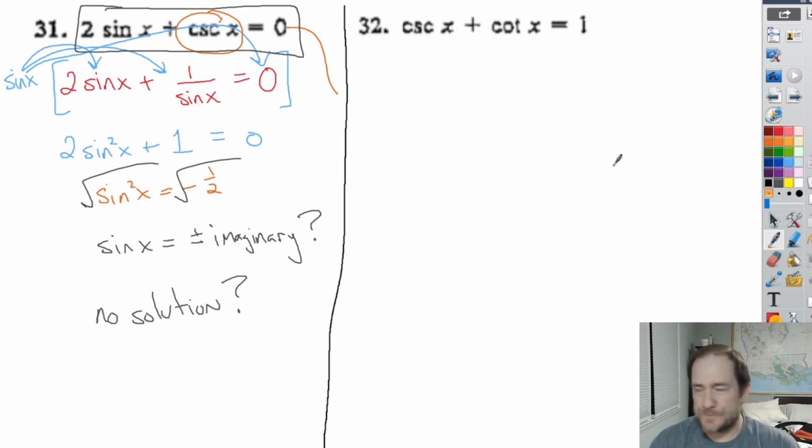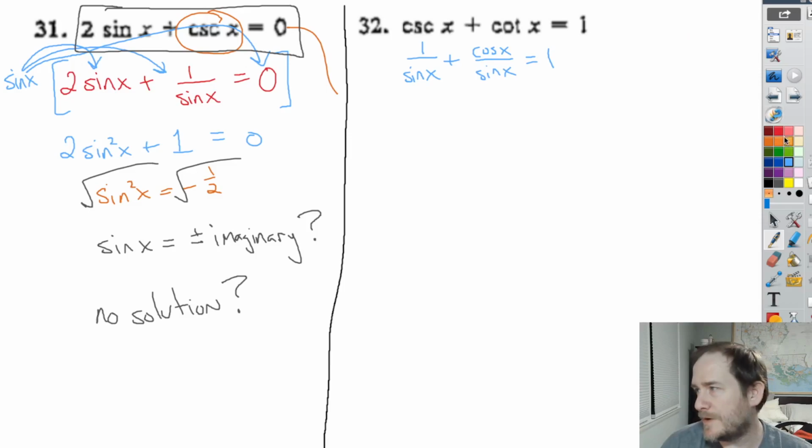So let's do 32. 32 is going to feel a little bit similar because I hope you're going to look at cosecant and say you are 1 over sine of x. And I hope you're going to look at cotangent and say you are cosine of x over sine of x. And I hope you're going to have the bright idea to not multiply through by sine, but factor out 1 over sine. You're actually factoring out cosecant, right? So I'll do it as 1 over sine just so you can follow along, but you'd factor out 1 over sine.